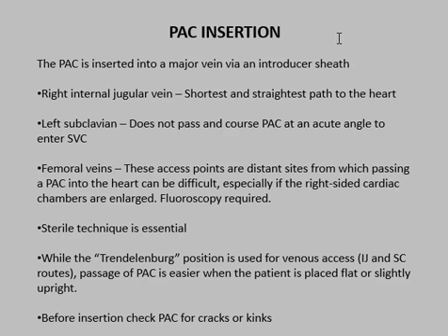Insertion of the catheter is relatively straightforward, but you have to know what you're doing. The catheter is inserted into a major vein via an introducer sheath. It's either the right internal jugular vein, that's the shortest path to the heart, or the left subclavian. You'll see a picture of that in a moment.